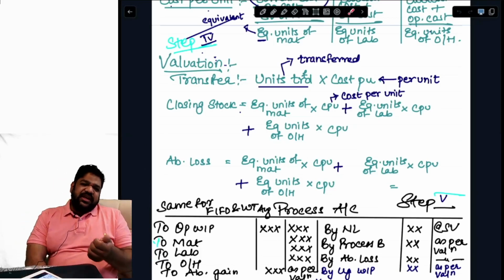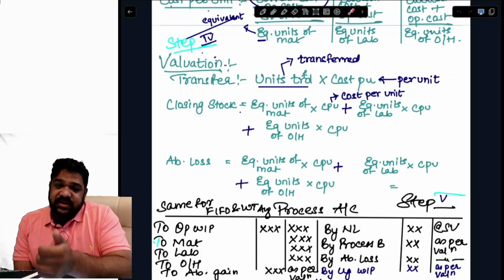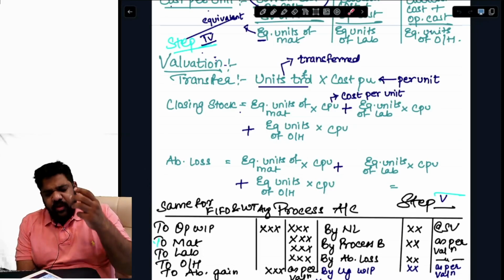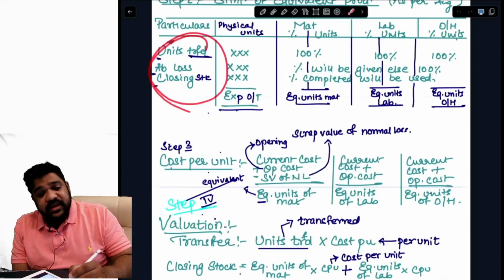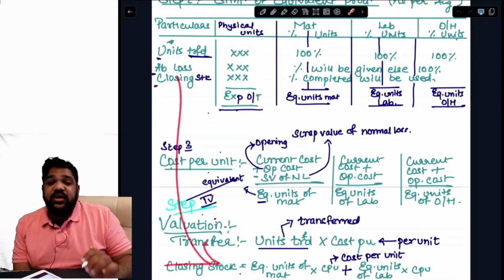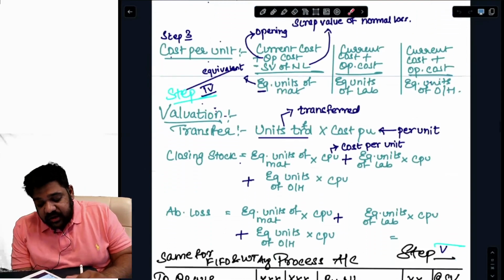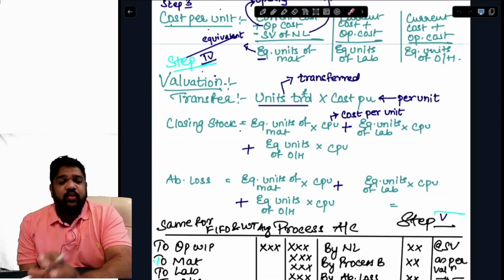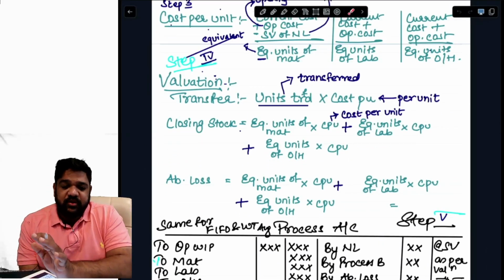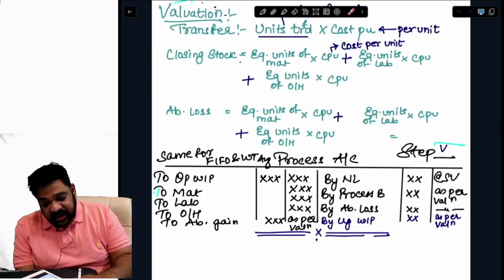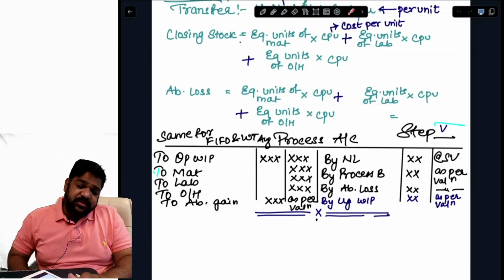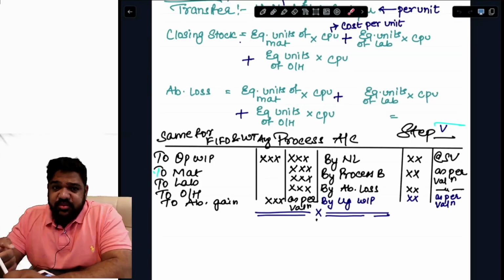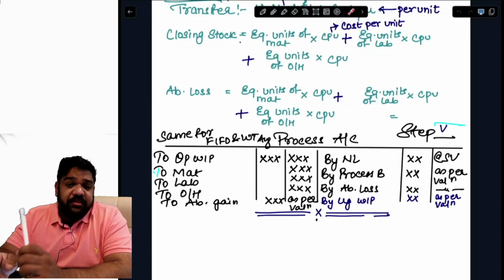Now the valuations are very simple. All you have to do is value whatever is the transfer, or whatever particulars you made. Over here you made these three particulars, and these are the three which will get the valuation. Now the valuation criteria is simple: whatever are the equivalent units into cost per unit. And lastly, you have the process account. Very logical steps. Do these steps properly, and you will not find a problem in any of the questions.